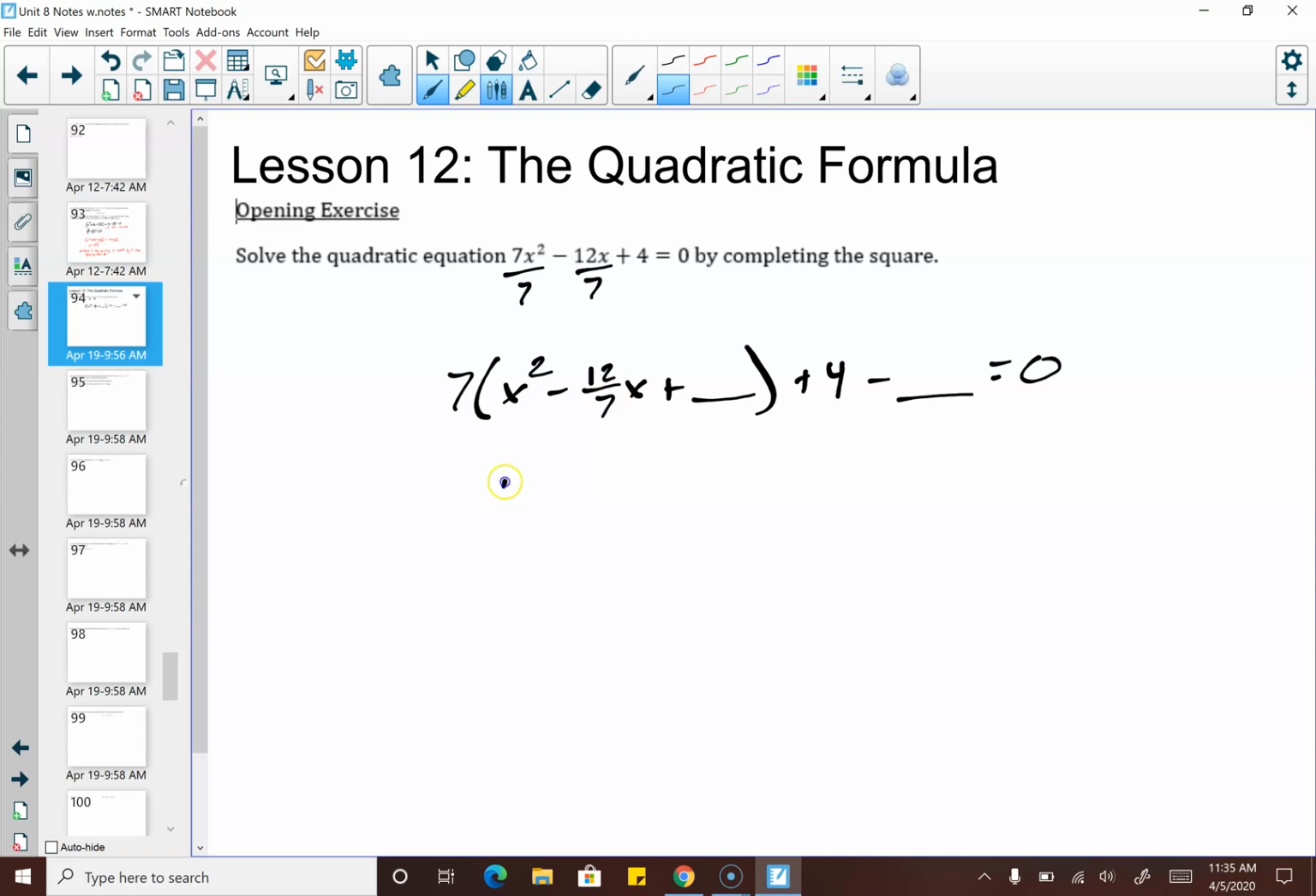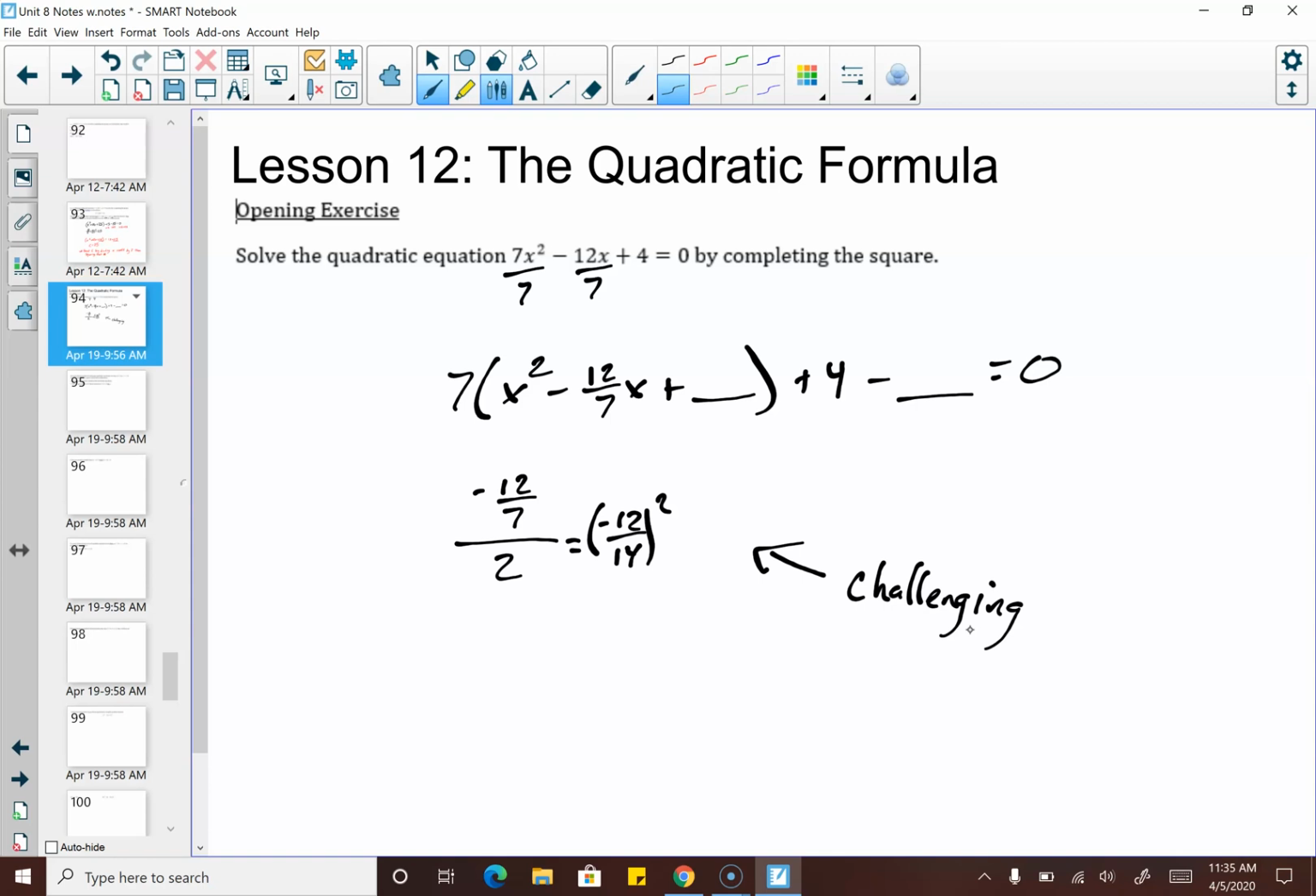So what was our rule? Our rule said we took the middle term, which was 12 over 7, or negative 12 over 7, we divided it by 2. Well, that gives us negative 12 over 14. We're going to square that. And as we go through this process, what you'll see is it's very challenging. And factoring is not an option here. Completing the square looks absolutely terrible.